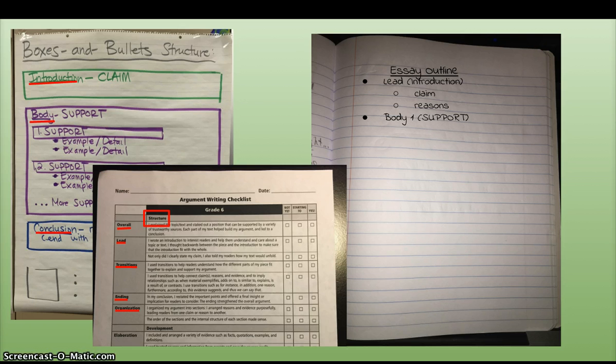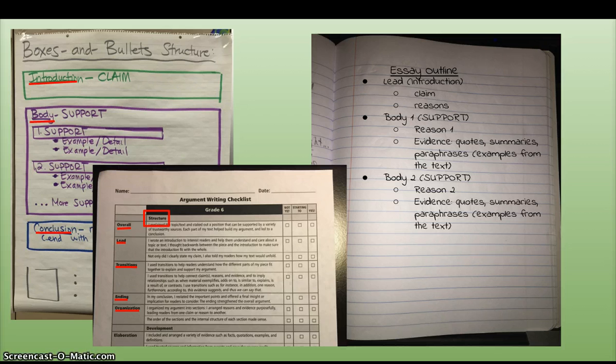Then we go into our body paragraph, the first support paragraph, to prove that we know what we're talking about. You're going to use your reason number 1, and then you're going to give some evidence, some quotes, some summaries, some paraphrases, examples from the text to prove we know what we're talking about. Then you're going to talk about body paragraph 2, a second support paragraph. You're going to talk about your reason number 2. You're going to add some evidence, some quotes, summaries, paraphrases, more examples from the text to prove that you know what you're talking about again.